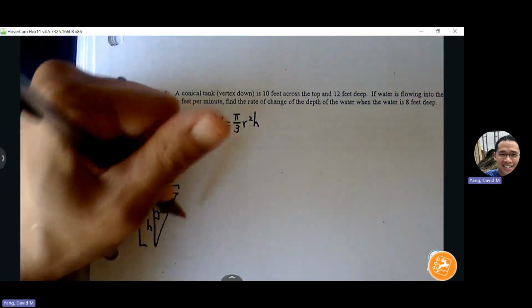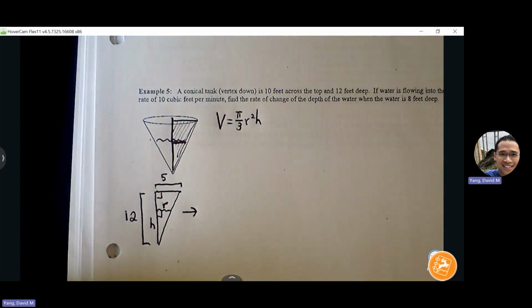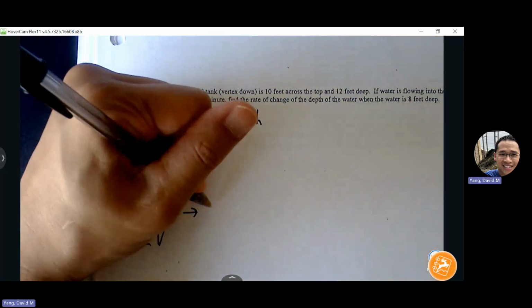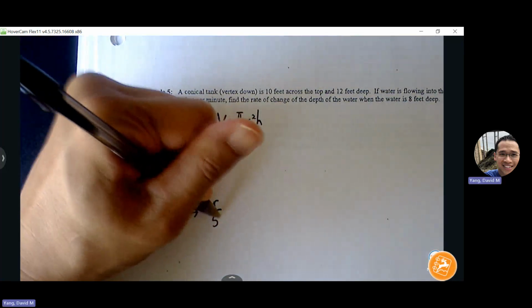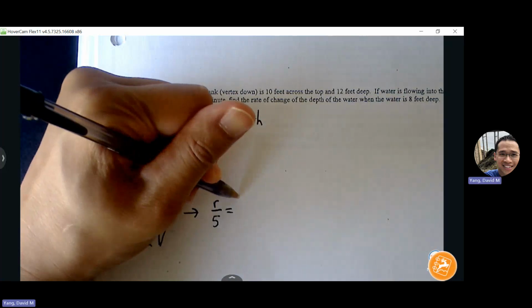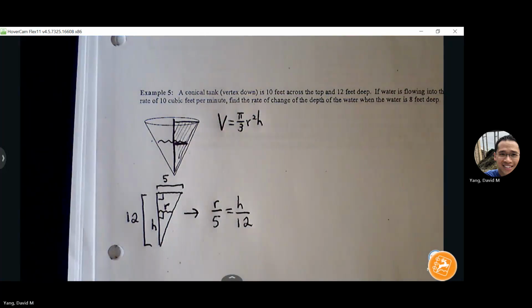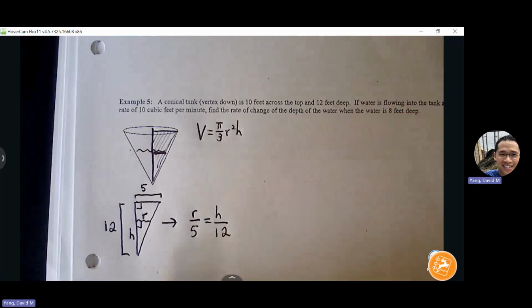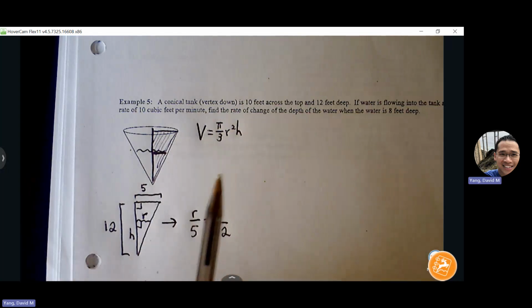So here's the relationship that we're going to use to create that connection between radius and height. We're going to use similar triangles. I can say the radius of the small cone is to the radius of the large cone as the height of the small cone is to the height of the large cone. And we're going to solve for one of the variables. And once we solve for one variable, we can plug in and then we can get the right side down to one variable.